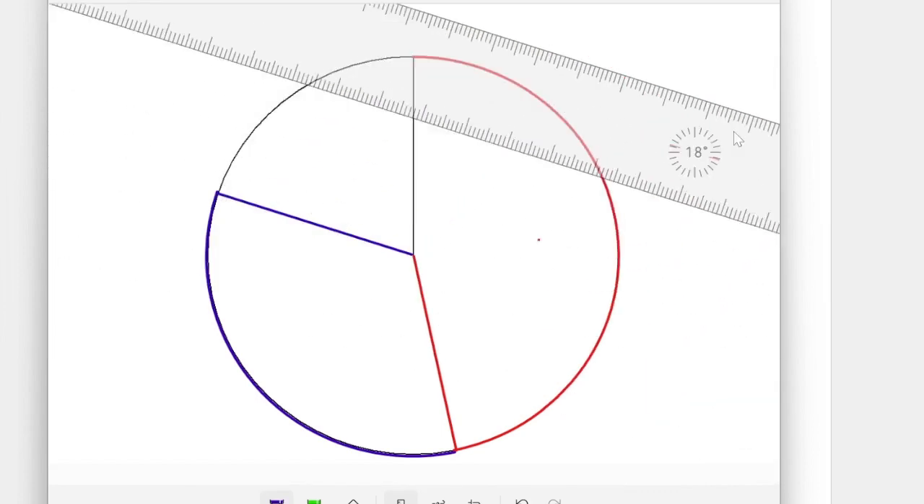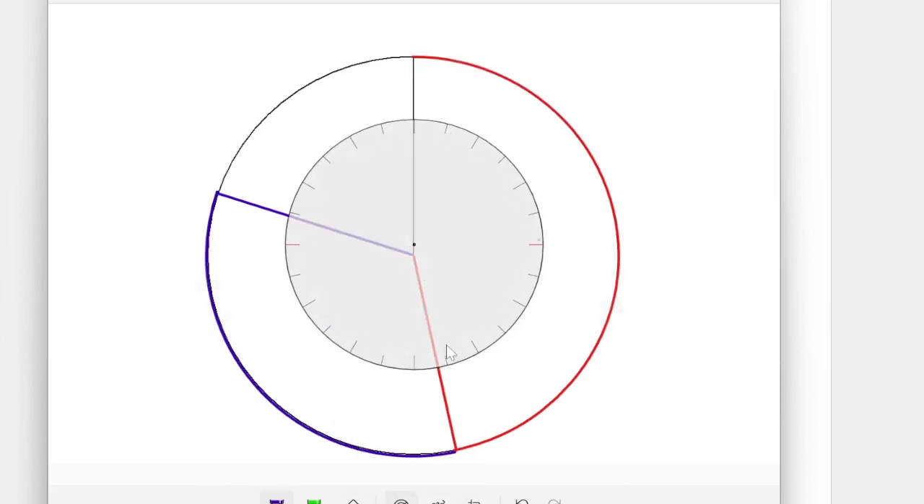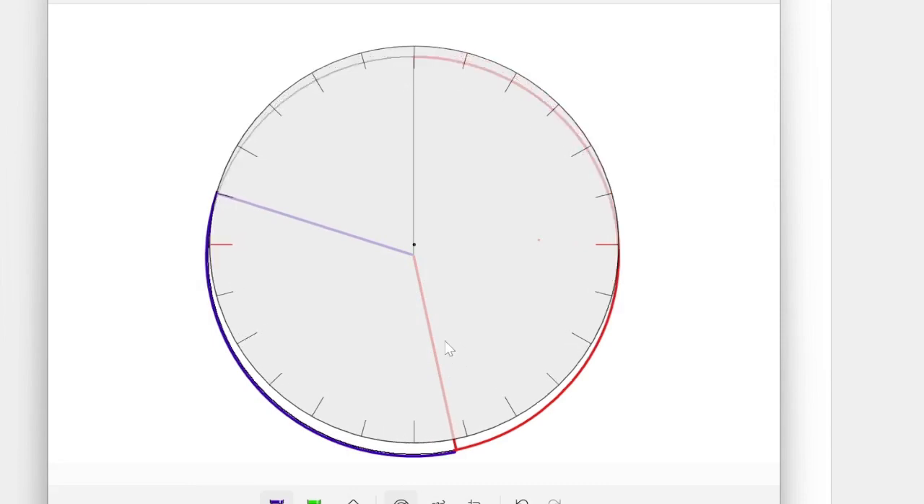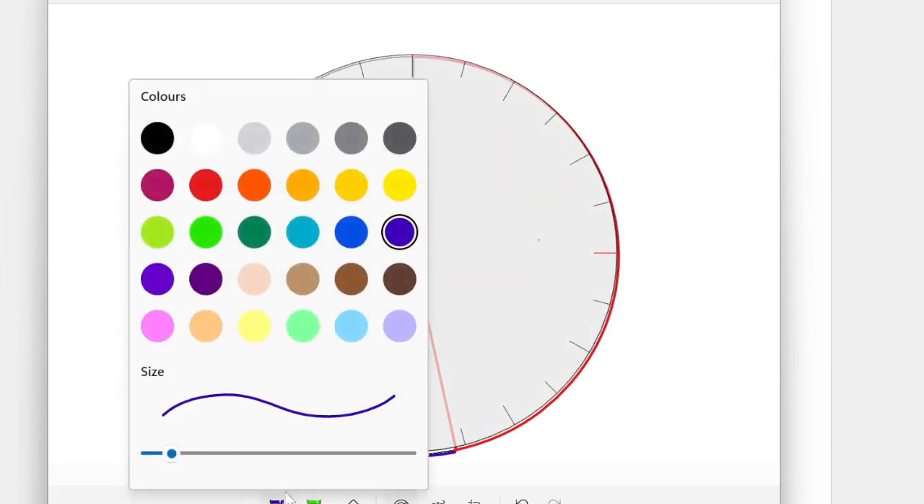And then if I've drawn that accurately, my final angle should be 72. So let's see how close I've drawn that. So change pen color again, we'll go yellow.